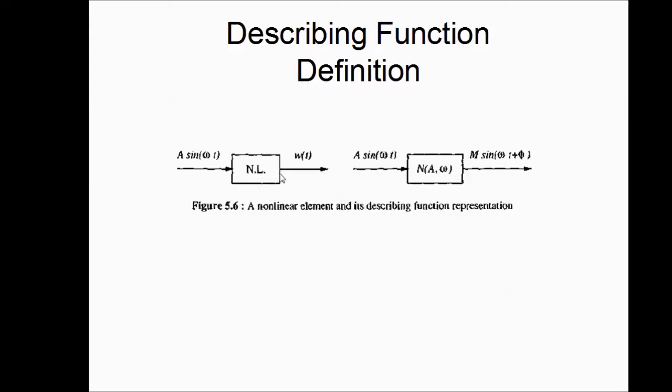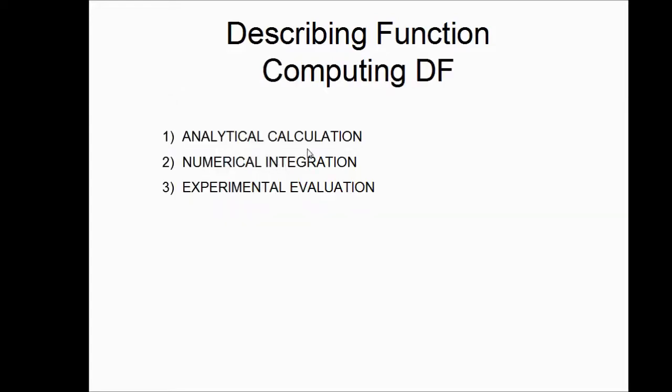So we have a nonlinear element and its describing function representation this way. The nonlinear element becomes the describing function. It takes a sin omega t as input and M sin(omega t plus phi) is the output. This is the describing function representation of the nonlinear element. There are methods of computing the describing function: analytical calculation, numerical integration, or experimental evaluation.